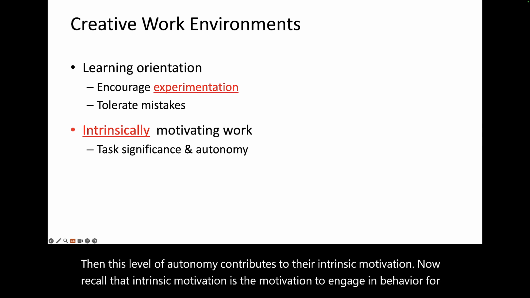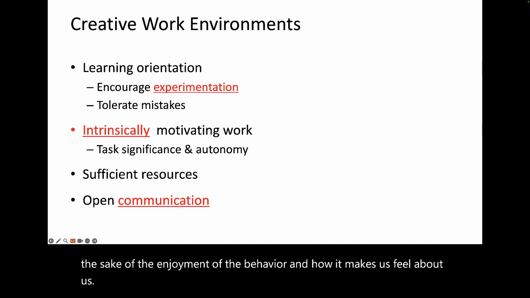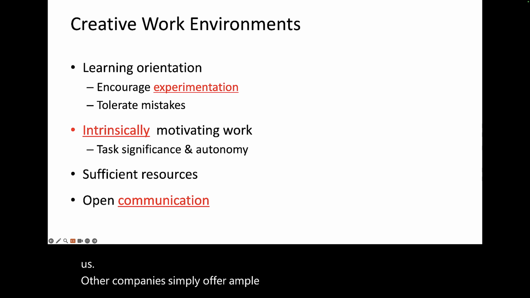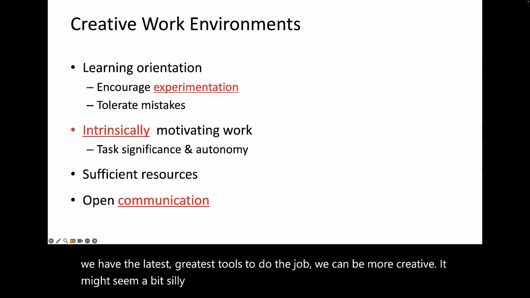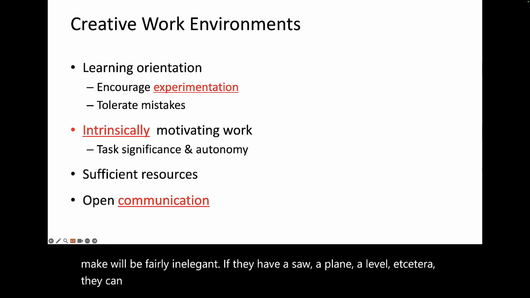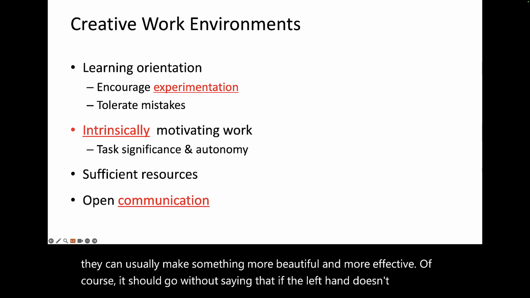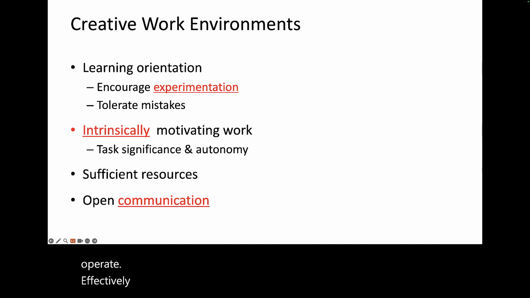Other companies simply offer ample resources to get the job done. When we have the latest, greatest tools to do the job, we can be more creative. It might seem a bit silly, but if a carpenter only has a hammer, then what they make will be fairly inelegant. If they have a saw, a plane, a level, etc., they can usually make something more beautiful and more effective. Of course, it should go without saying that if the left hand doesn't know what the right hand is doing, then both hands cannot operate very effectively. So firms have to foster open communication. In order to do our jobs creatively, we can usually benefit by swapping ideas with others who are doing similar jobs. Let's move on.